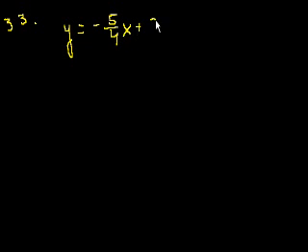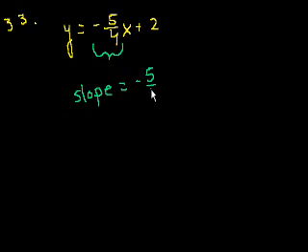We're on problem 33, and it asks, which equation represents a line that is parallel to y is equal to minus 5/4 x plus 2. So a line that's parallel will have the same slope. And we can just inspect this and say, okay, the slope of this line is the coefficient on the x term. So the slope on this line is right there. So the slope is equal to minus 5/4.